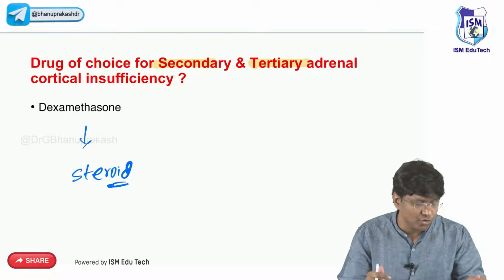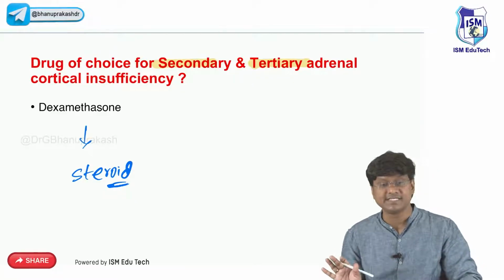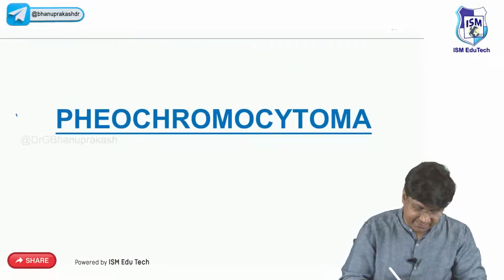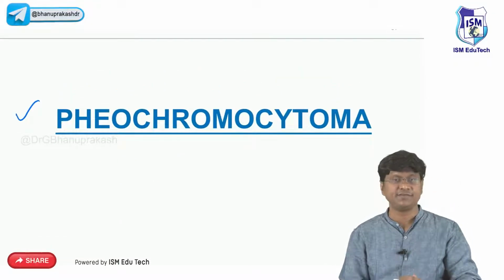Waterhouse-Friderichsen syndrome is more commonly seen in children as well as newborns. Right, so this is about your Addison's. Now next we'll move on to the next important endocrine disorder, that is the pheochromocytoma.